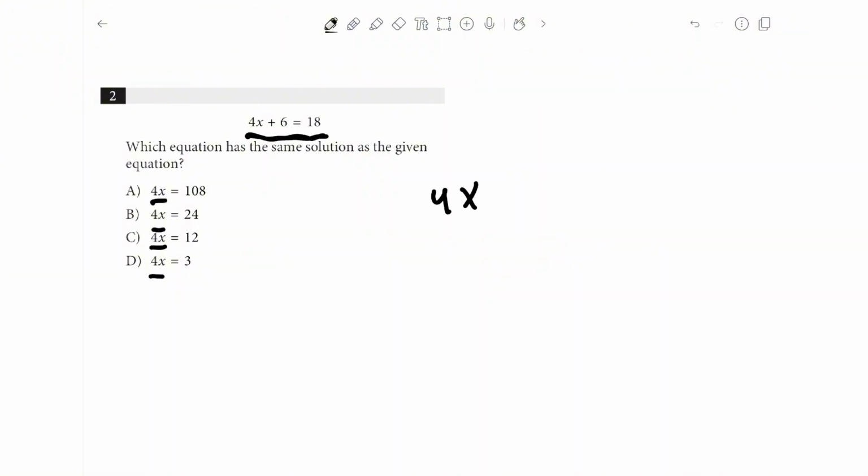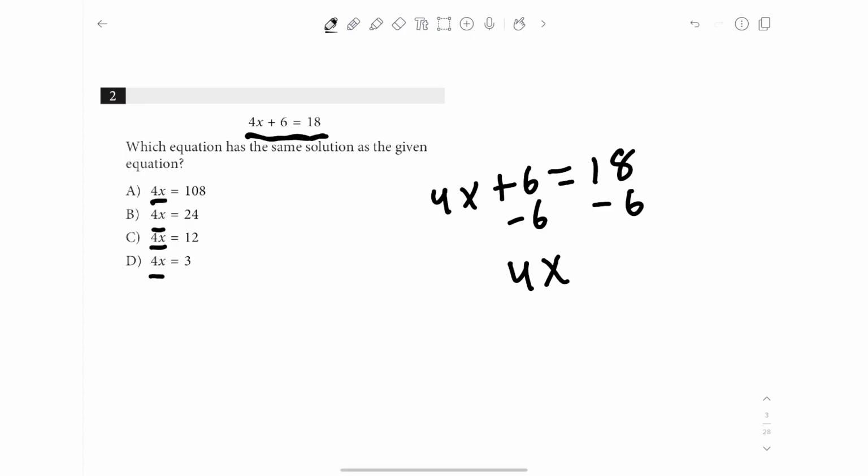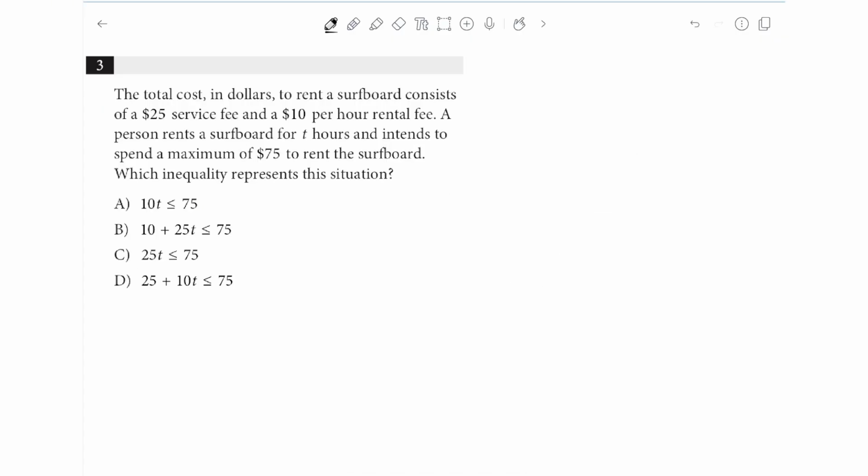So if we take our equation, 4x plus 6 equals 18, and we just subtract 6 from both sides, we should get that 4x is equal to 12. And that's just C.